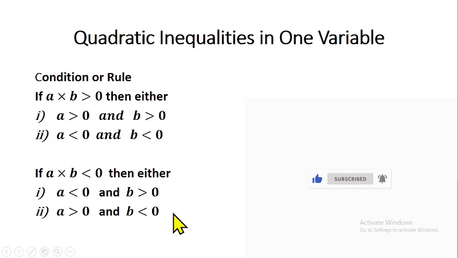So it depends on what you have there. So when I have less than 0 in quadratic inequalities, one of the roots will be less than 0, the second root will be greater than 0. But when I have greater than 0, both of them will be greater than 0 or both of them will be less than 0. Does that make any sense to you? So please take note of this rule or condition when it comes to quadratic inequalities in one variable. If you understood this, let's solve questions on quadratic inequalities.